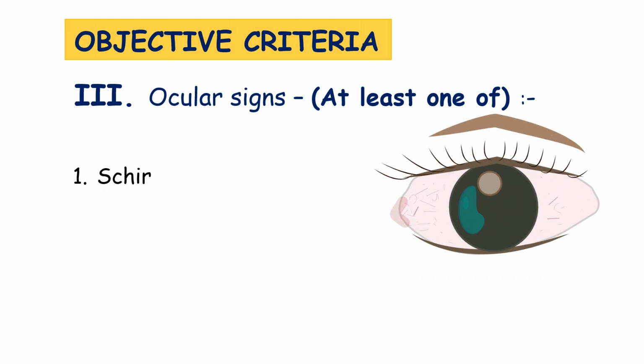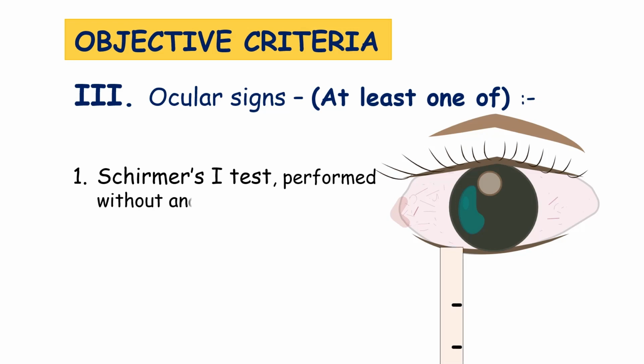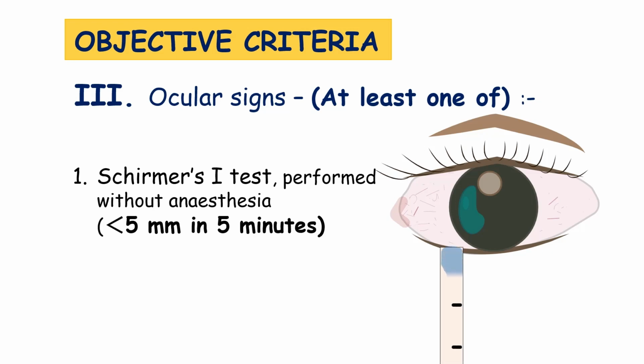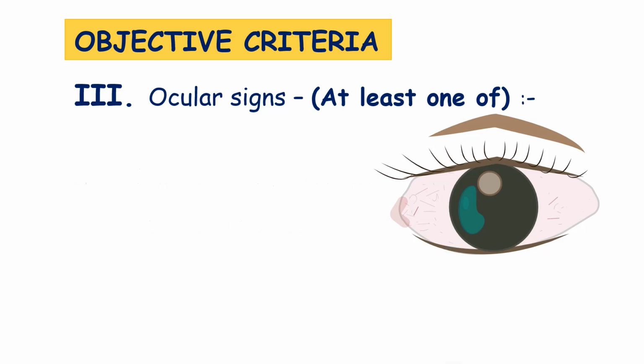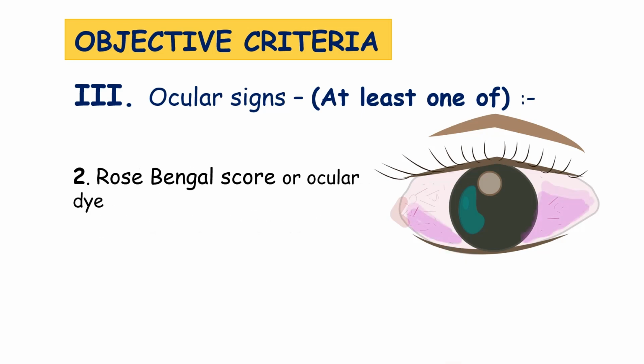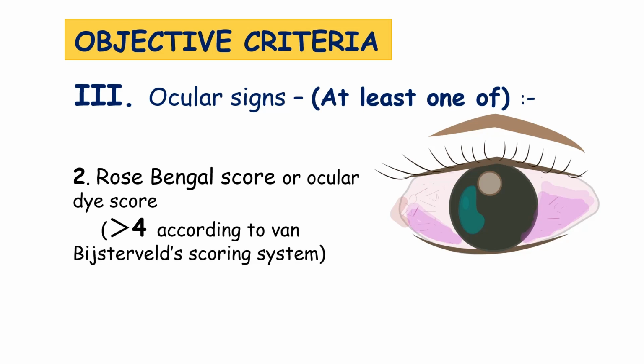The third criteria, which comes under the category of objective criteria, is ocular signs. Two tests are performed, first being the Schirmer's test, for which a value of less than 5 millimeters in 5 minutes is considered diagnostic. The second test is the Rose Bengal test, for which a score of more than 4 is considered diagnostic. If any one of these tests is positive, the criteria will become valid.